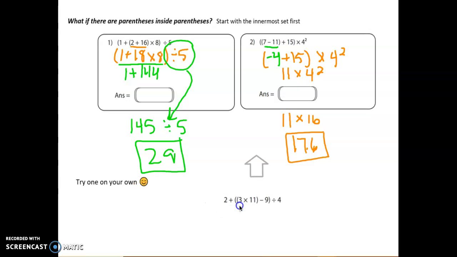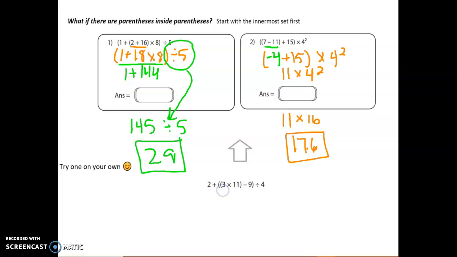So again, innermost parentheses. Okay, so the innermost parentheses is 3 times 11, which would give us 33. It's still within a larger set being subtracted with 9, then divided by 4, and we have a 2 plus out front. From there, still looking at the parentheses, if we take 33 minus 9, we get 24.